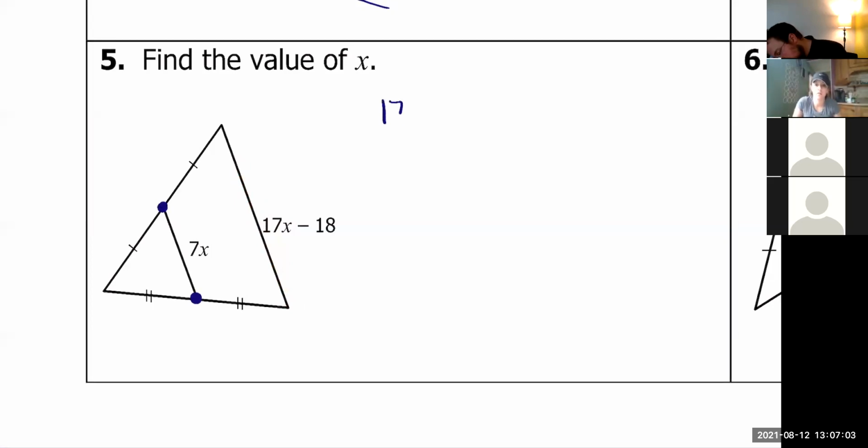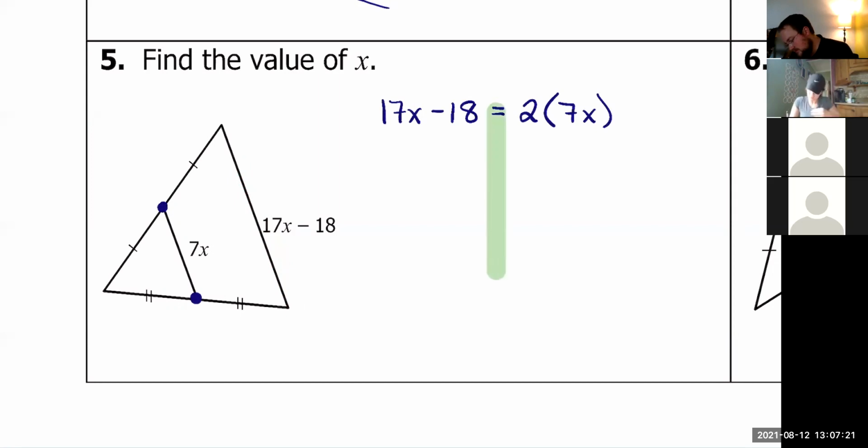the 17x minus 18, which is the longer side, is just equal to double the midsegment. To double something, you of course multiply it by 2. And I get this relationship. I go into solving mode, multiplying it there on the right. I'm going to get 17x minus 18 equals 14x.